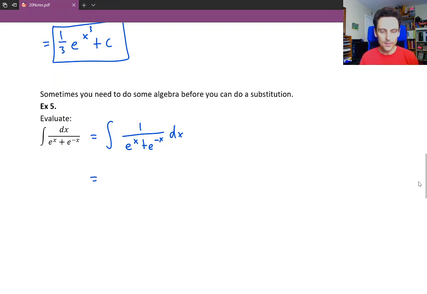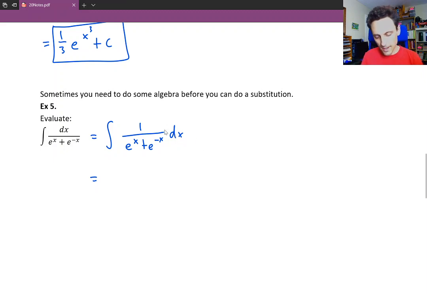Now if we try to think about an inner function, I suppose this e to the x plus e to the negative x is inside of the 1 over x function if you want to think about it that way. But the derivative of that is going to be e to the x minus e to the negative x. We don't really see that multiplied to the dx. So as mentioned, we might need to do a little bit of algebra before we can set up for a substitution. What would be really nice is if we had an e to the x there with a dx, because then if we let u equal e to the x, we'll be set up for a substitution, because the derivative of e to the x would be e to the x dx.